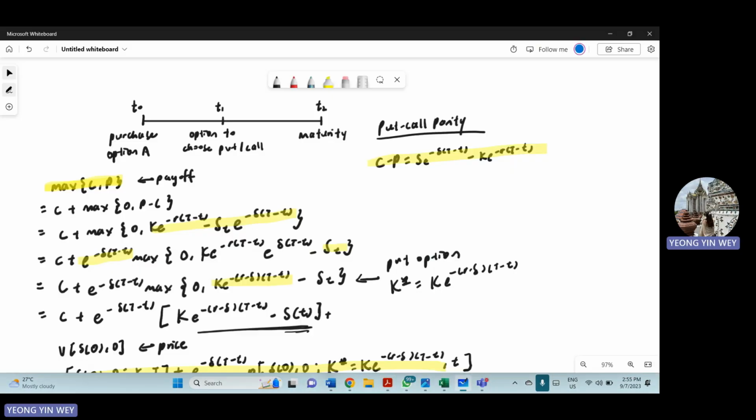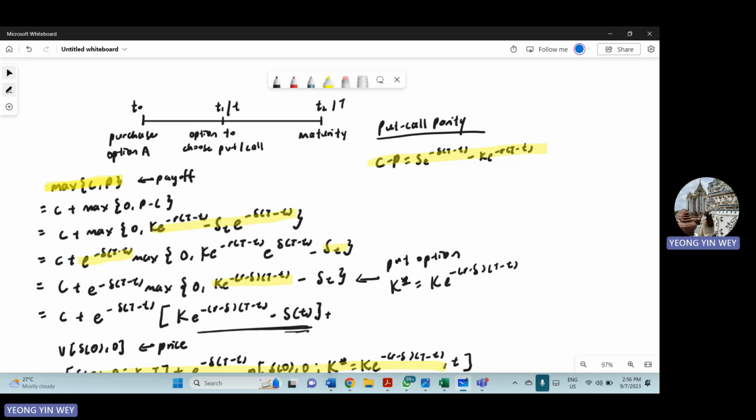Basically, a chooser option has a timeline T0, T1 and T2, where normally we say T1 is small t and T2 is big T. T0 is the time where we purchase the option, T1 is when we have the option to choose a put option or a call option, and T2 is the maturity time. Before we enter into a chooser option, we do not need to decide put or call at T0. We will instead choose at T1 whether we want the put option or the call option.